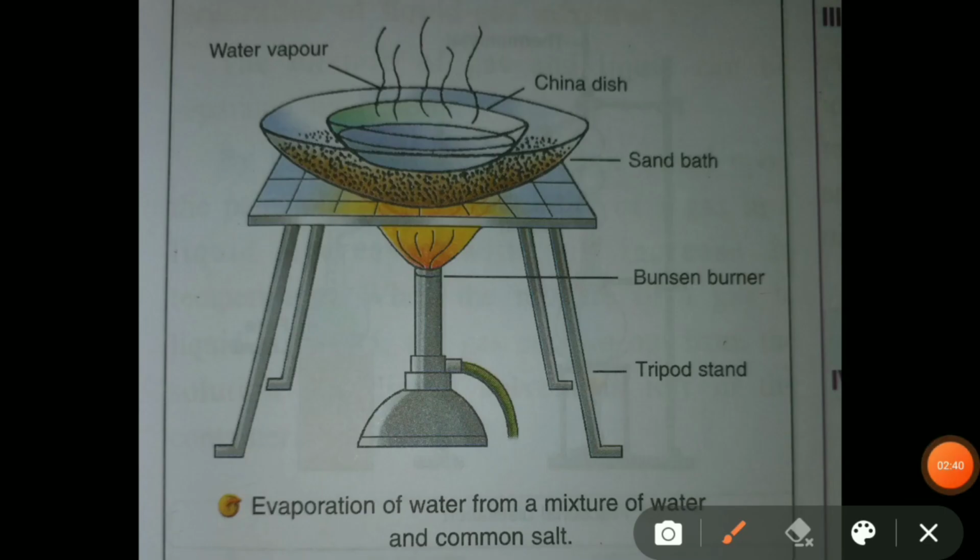So look at this diagram. The mixture is heated in a china dish using a sand bath. See, this is sand, a sand bath, when the water vaporizes. You see the water is vaporizing and the salt is left behind. Remember, we should vaporize water below its boiling point.